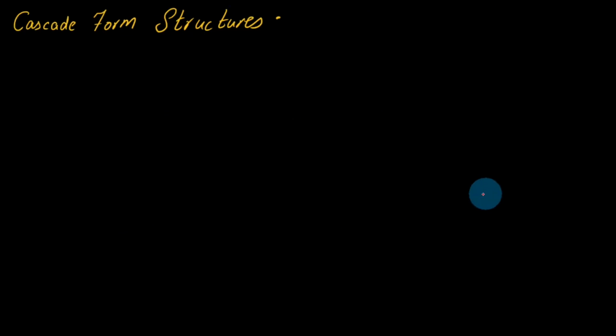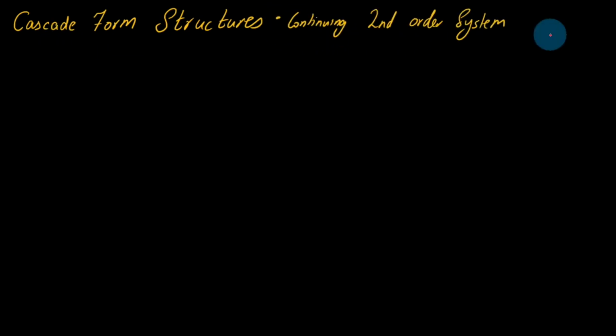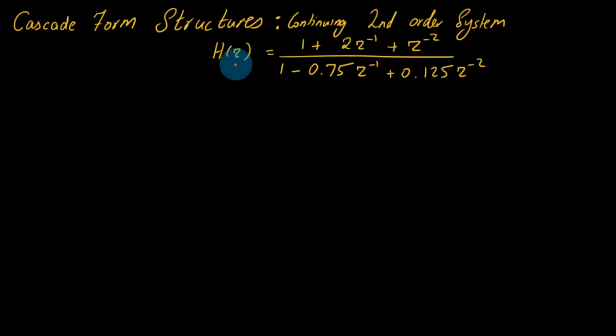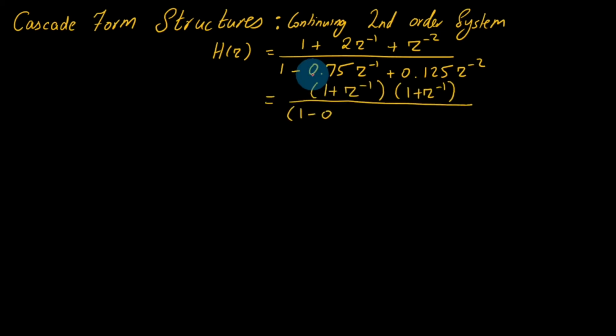Now as mentioned, we have other structures for the representation of IIR systems, and more precisely now we are discussing the cascade form. And continuing the second order system again, which is from the previous type 1 and type 2 form, we have 1 plus 2 z inverse plus z to the power minus 2 over 1 minus 0.75 z inverse plus 0.125 z to the power minus 2. Now what we can do is we can factor this numerator which is over here and the denominator which is over here. So by doing so we have now subsections. So this can be considered as the first subsection, and this can be considered as the second subsection.